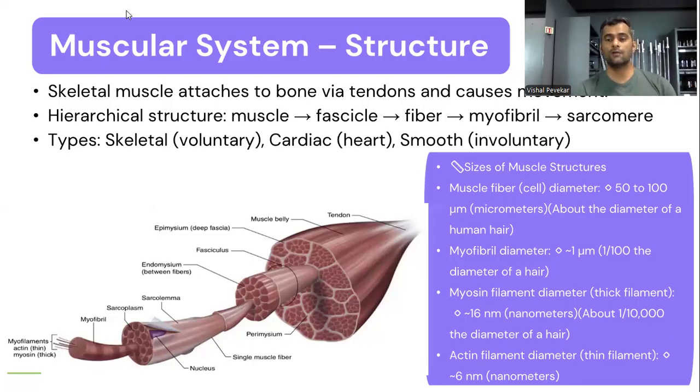When we talk about muscles, we have three categories of muscles. One is your skeletal muscle, which is voluntary, in your control. The second is your heart muscle, which is involuntary. And the third is your smooth muscle, which is within the viscera, inside your body, and that's involuntary.